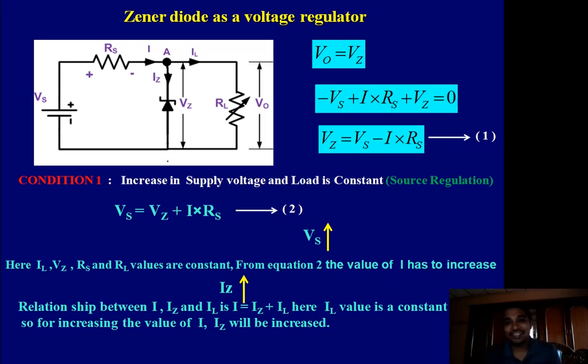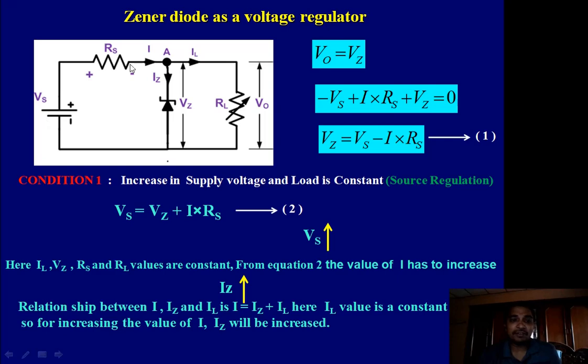Hi all, welcome to lecture number 4 of this chapter 5 BEEE course. Today we are going to discuss the rectifiers part. Before that we will discuss Zener diode breakdown and PN junction diode breakdown differences.